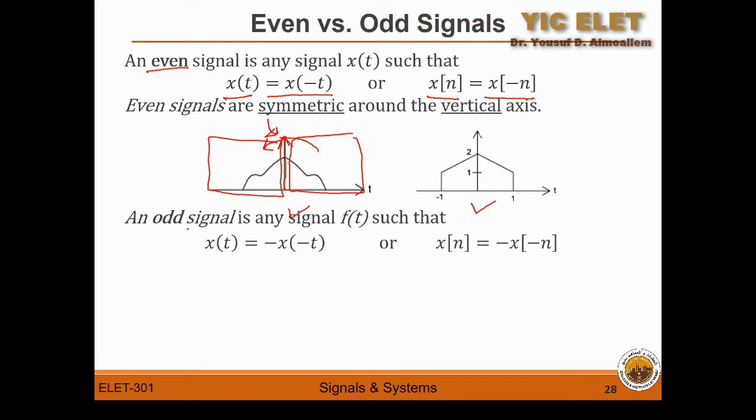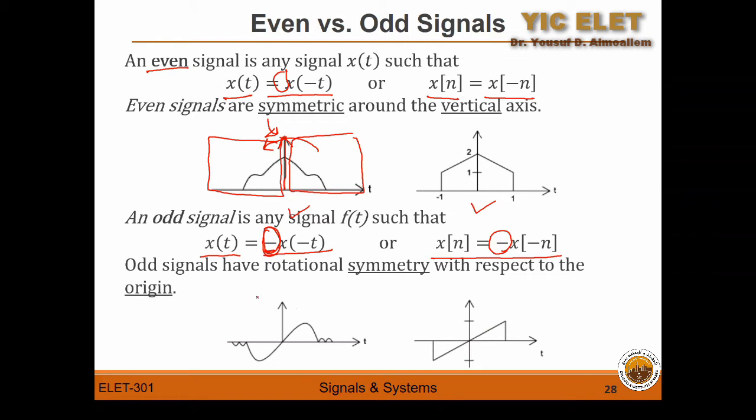Regarding the odd functions, x of t is equal to minus x of minus t. Please take note that there is an addition of a minus sign for even and odd signals, and it is exactly the same for the discrete signals. And if we want to get some examples of odd signals, normally it is symmetry with respect to the origin. It's not the vertical axis anymore, it is with respect to the origin.